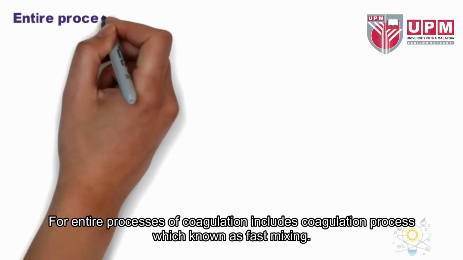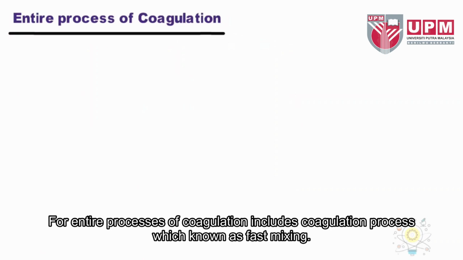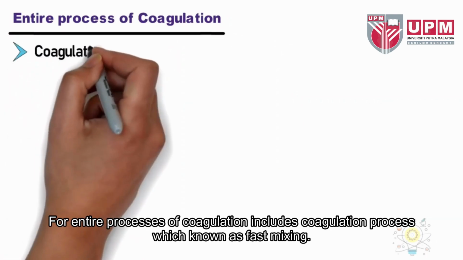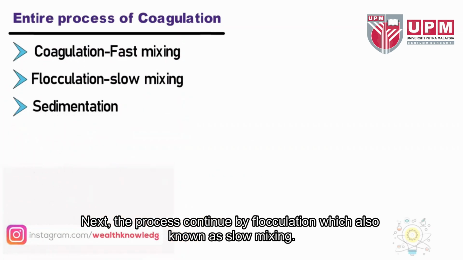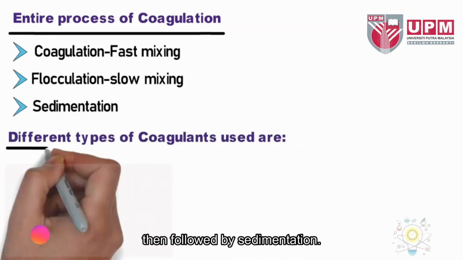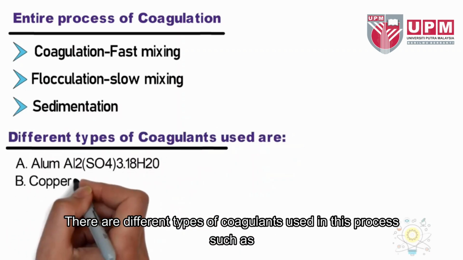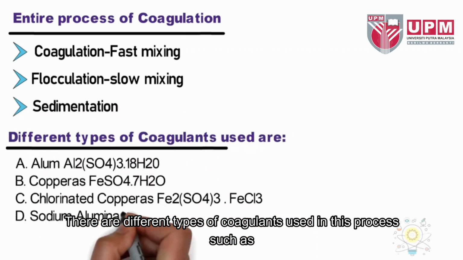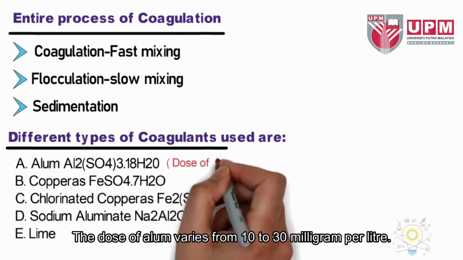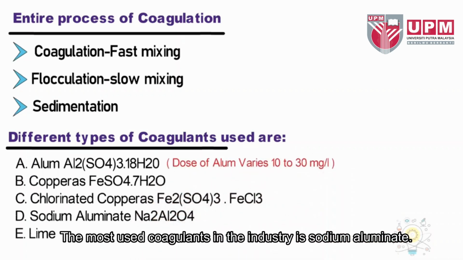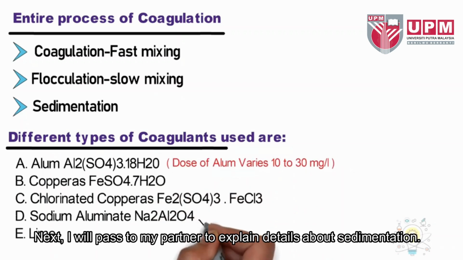The entire process includes the coagulation process, which is known as fast mixing. Next, the process continues with flocculation, which is also known as slow mixing, then followed by sedimentation. There are different types of coagulants used in this process, such as alum, copperas, chlorinated copperas, sodium aluminate, and lime. The dose of alum varies from 10 to 30 mg per liter. The most used coagulant in the industry is sodium aluminate. Next, I will pass to my partner to explain details about sedimentation.